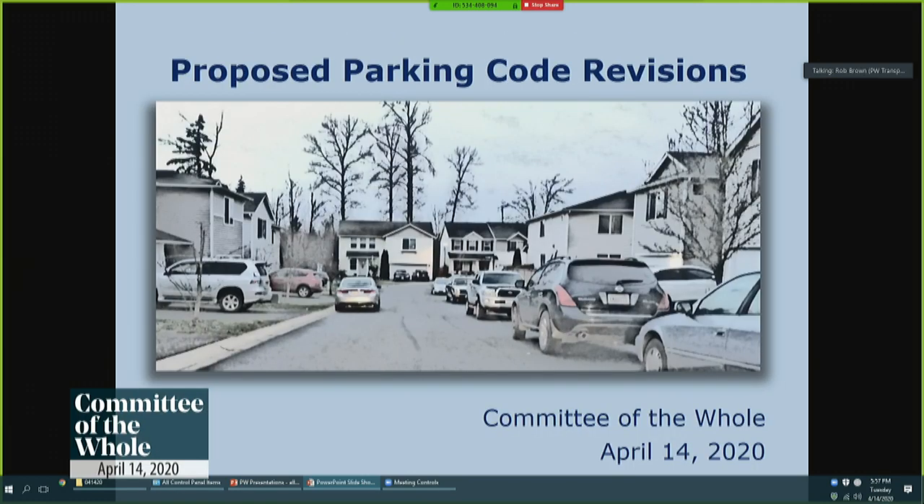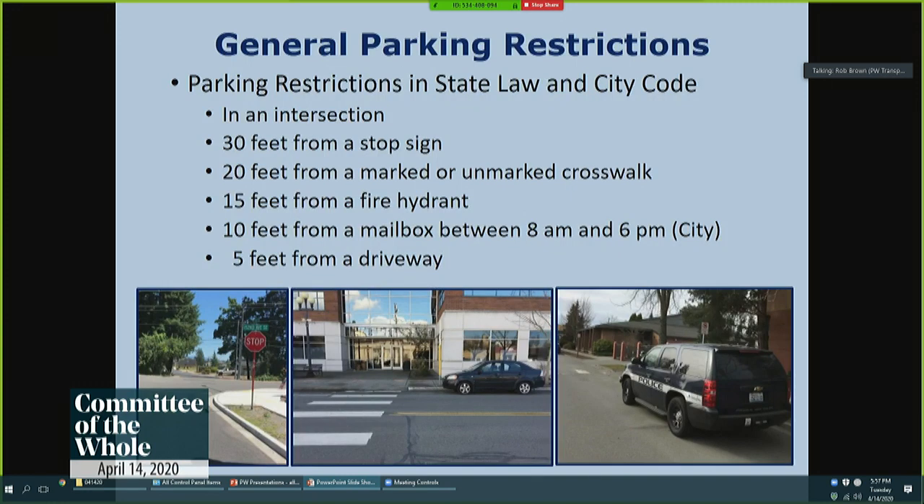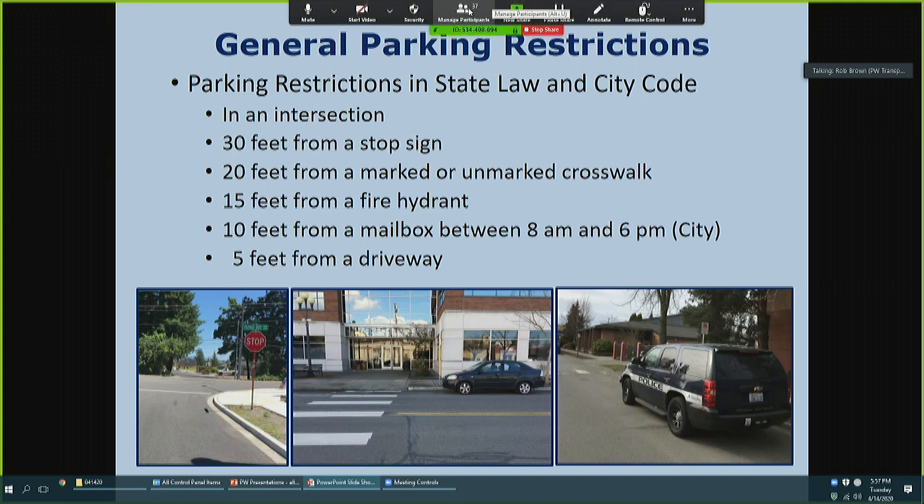Thank you. Just a quick overview on parking. There are a couple different types of parking restrictions. There are general parking restrictions that apply everywhere. Those are codified in state law and also in the city code. They apply to all the public streets. And some of those are listed on the slides, and these are the ones that we know: no parking in intersections, stop signs, crosswalks, those kind of things.